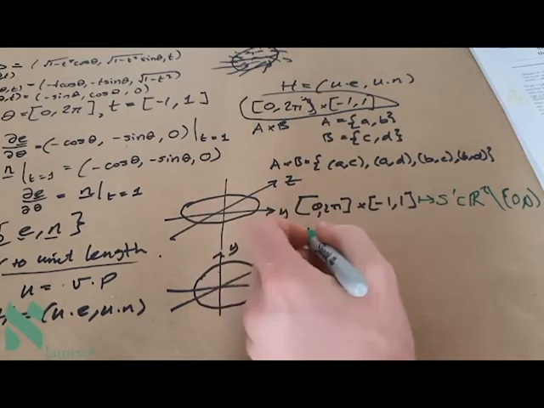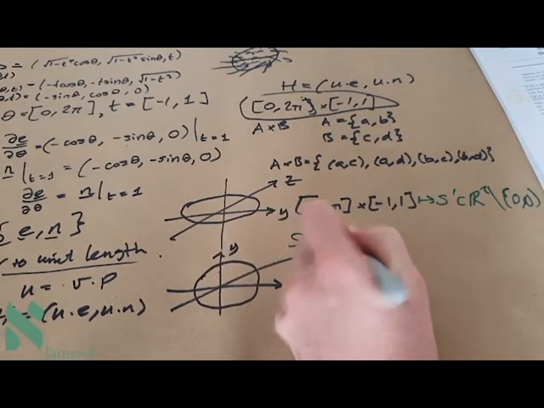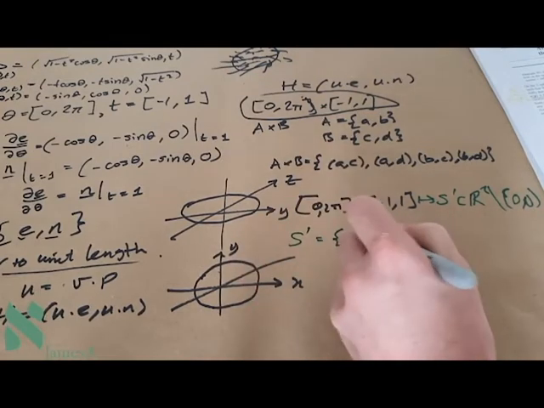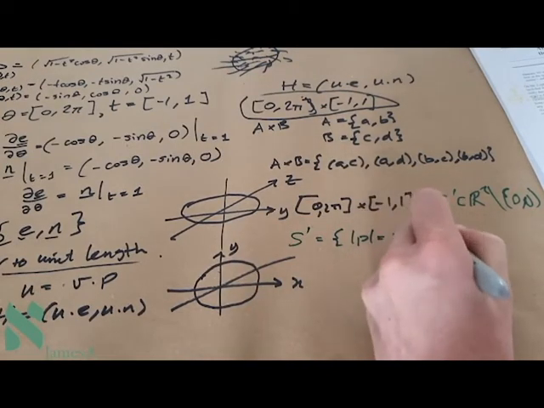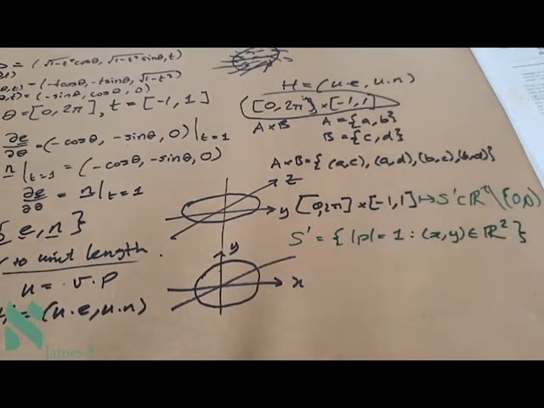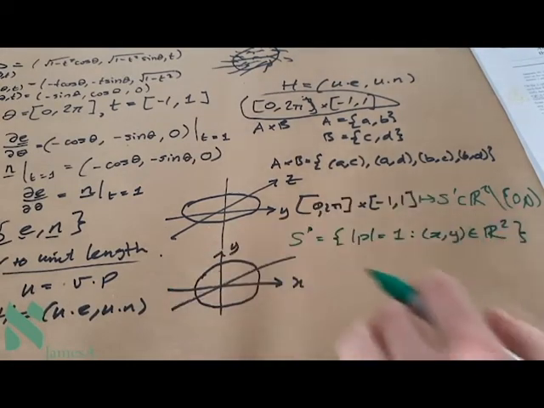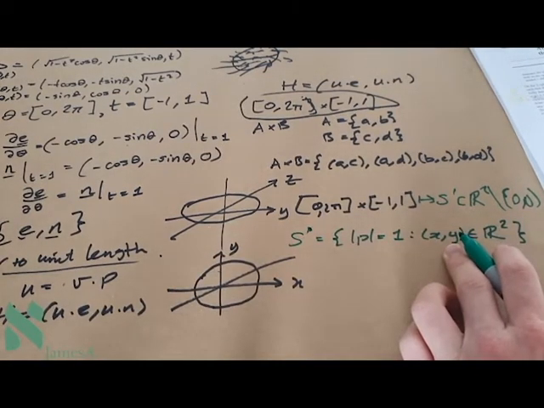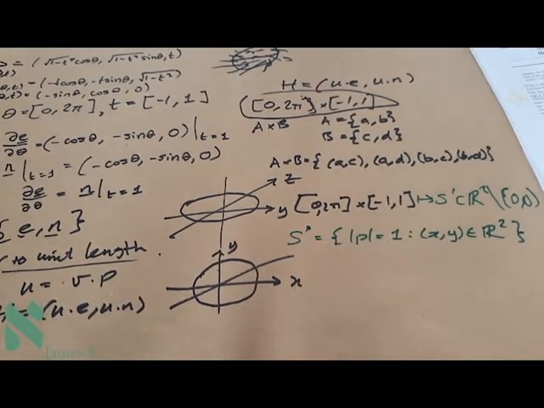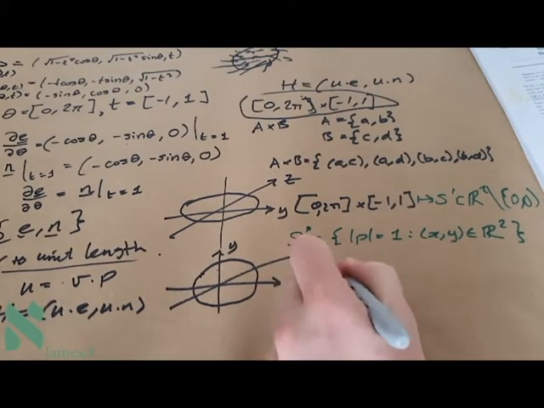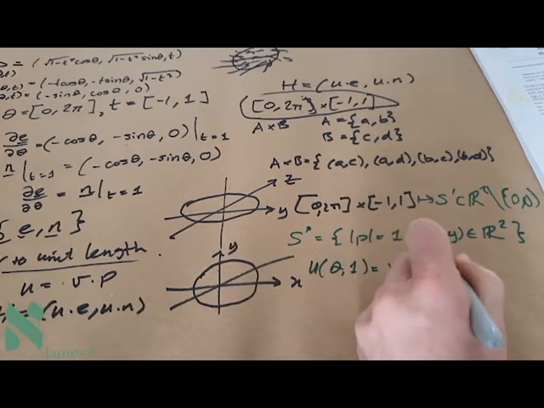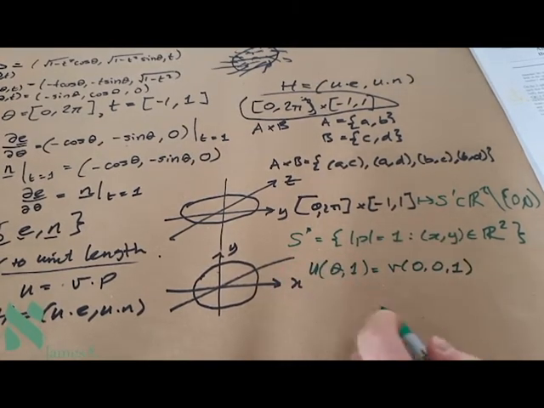S1 is defined similarly to S2. It's mod p is equal to 1 such that xy is an element of R2. It's what I got confused with S1. It's confusing because there's two coordinates here. It's in 2 space, but it's denoted by 1 topology. We can say that U theta 1 is equal to V 0, 0, 1 due to the way it's defined.